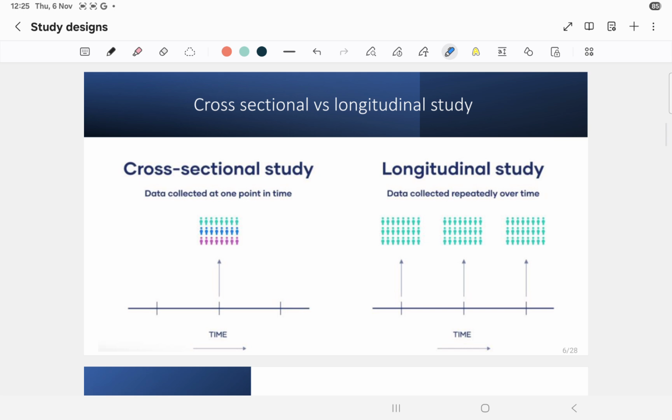This diagram tells you the difference between cross-sectional studies and longitudinal studies. As we have already discussed, in cross-sectional studies we gather the data only from the present, and in longitudinal studies we take the data from the past, future as well as present. That is the basic difference between the designs of cross-sectional studies versus other longitudinal studies.